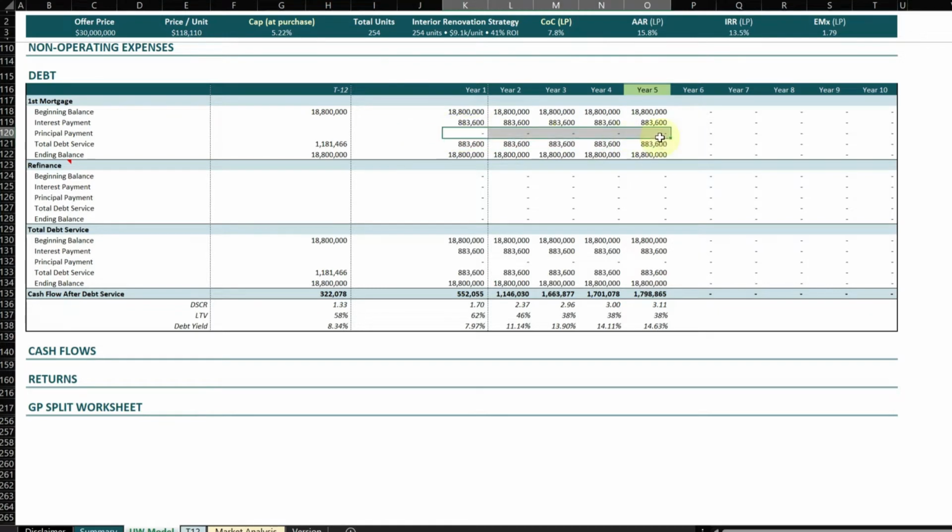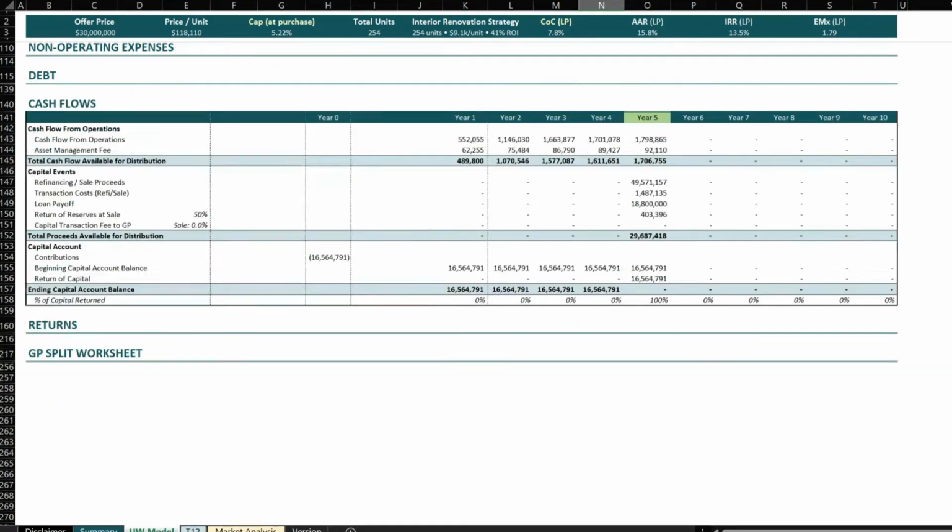You can see there's no principal payment, so it's interest only for 5 years, total debt service. And then you have your DSCR calculations, loan to value, and debt yield calculations. If you do model a refinance, you'll see that come in here, and your acquisition loan will terminate and the refinance loan picks up the following year.